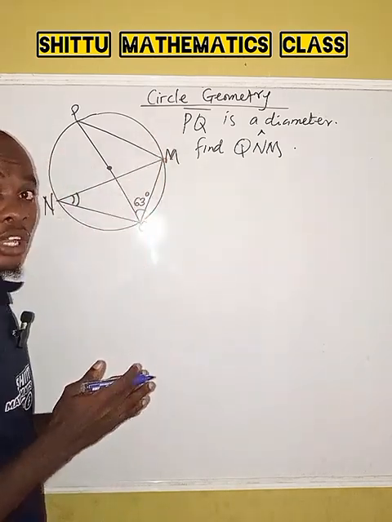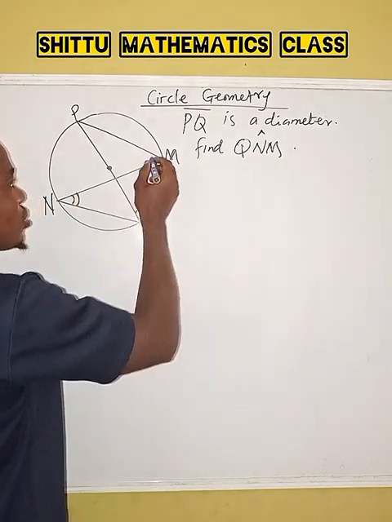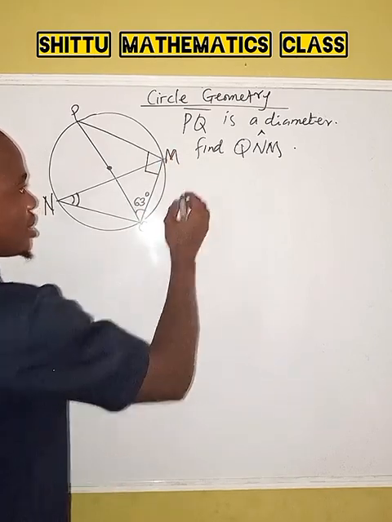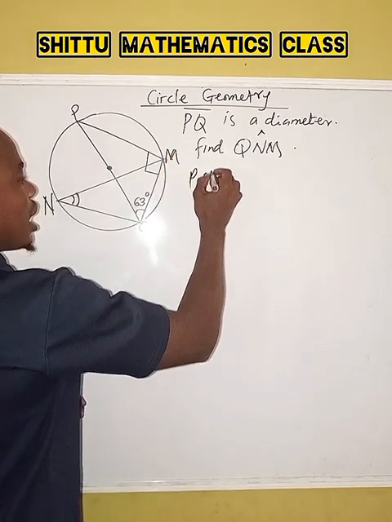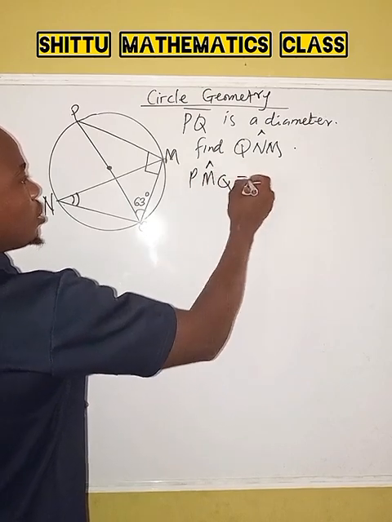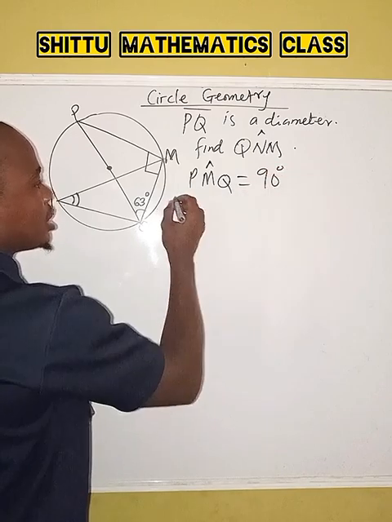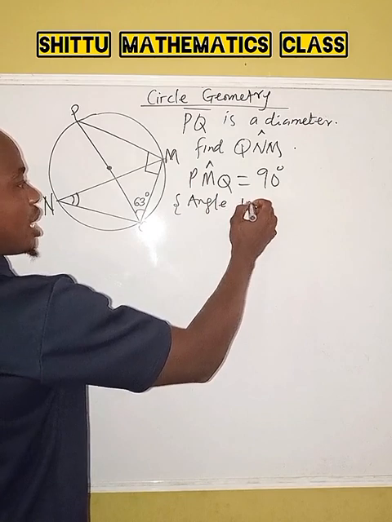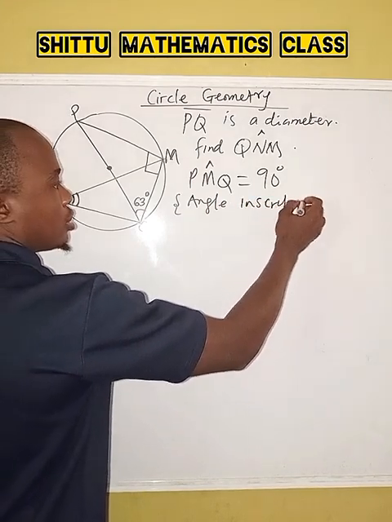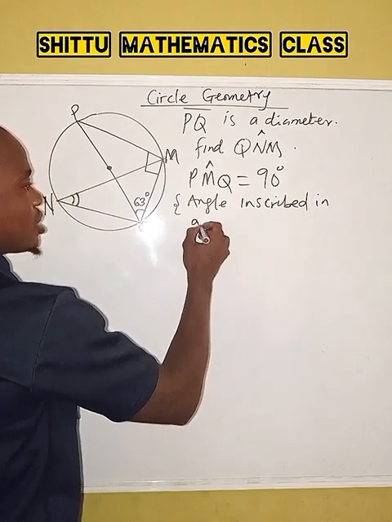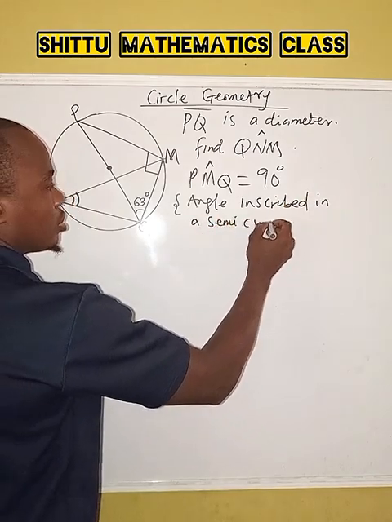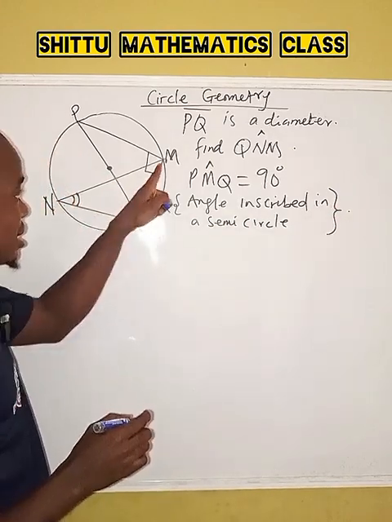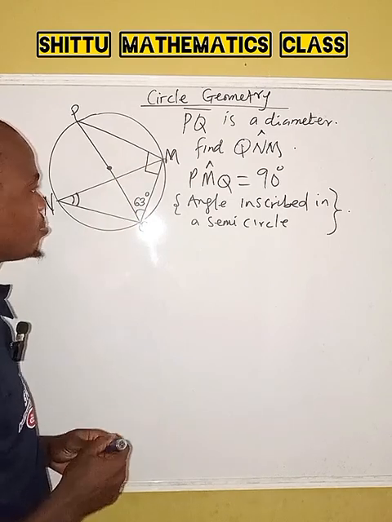Since this line is a diameter, it cuts this circle into two equal halves. So we have this angle M here to be 90 degrees. Therefore PMQ is 90 degrees. The reason is angle inscribed in a semicircle. That is the reason why this is 90 degrees. So now it's very simple.